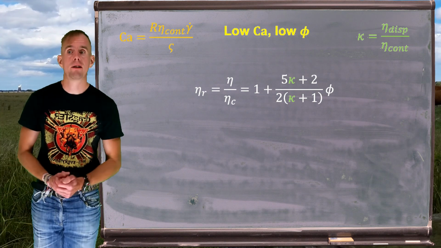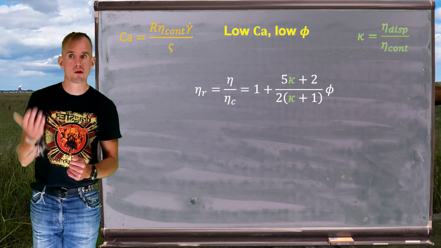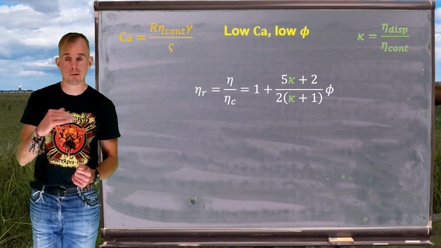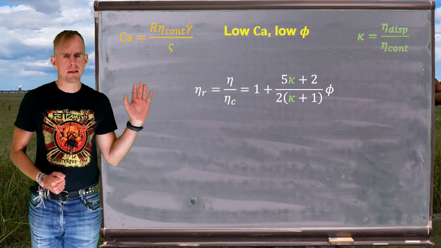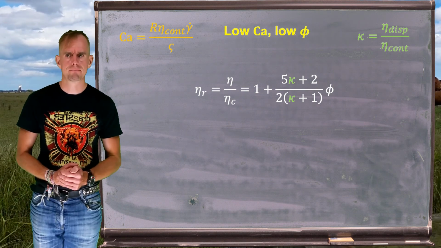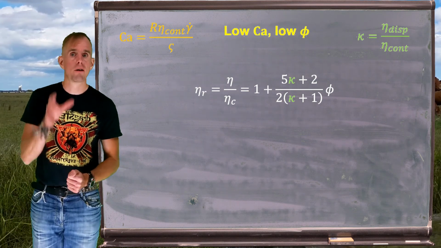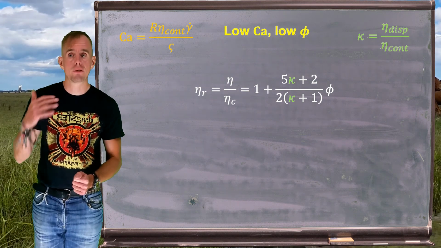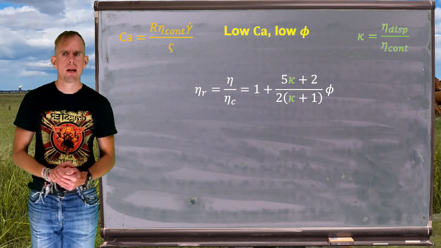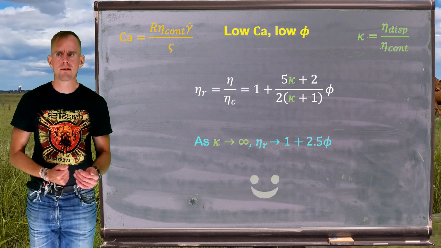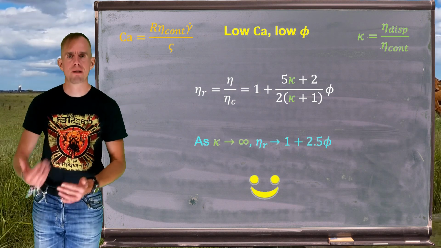Here on the board is a result that gives the relative viscosity. Remember, that's the viscosity of the emulsion divided by the continuous liquid phase viscosity. That looks very much like Brownian hard spheres. On the right hand side we have an expression 1 plus (5κ + 2)/(2κ + 1) multiplied by my volume fraction φ, and we can see that as we set κ to infinity, this reduces to the result for Brownian hard spheres.